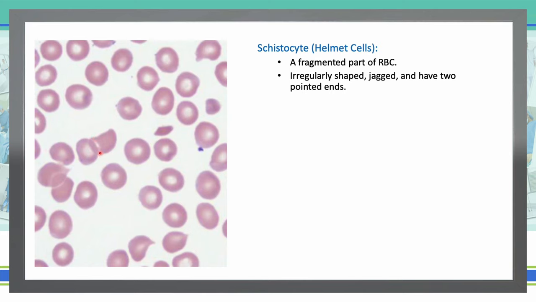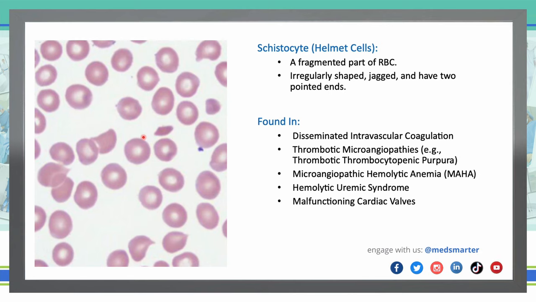So we can see they are irregularly shaped, jagged, and have two pointed ends. So these are our helmet cells. Where do we find these? We find these in disseminated intravascular coagulation, thrombotic thrombocytopenic purpura, microangiopathic hemolytic anemia, hemolytic uremic syndrome, and malfunctioning cardiac valves.